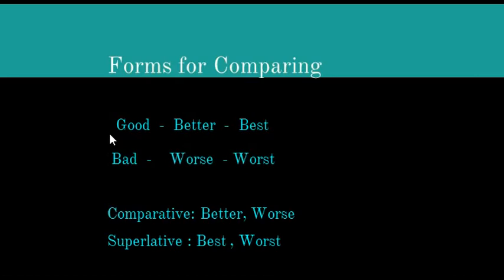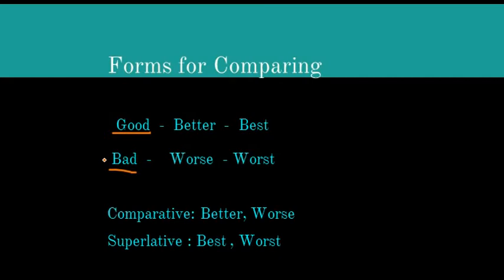An adjective that does not make a comparison is a positive degree. In other words, the positive degree is the normal form of an adjective. So adjective good and bad is a positive degree of comparison.